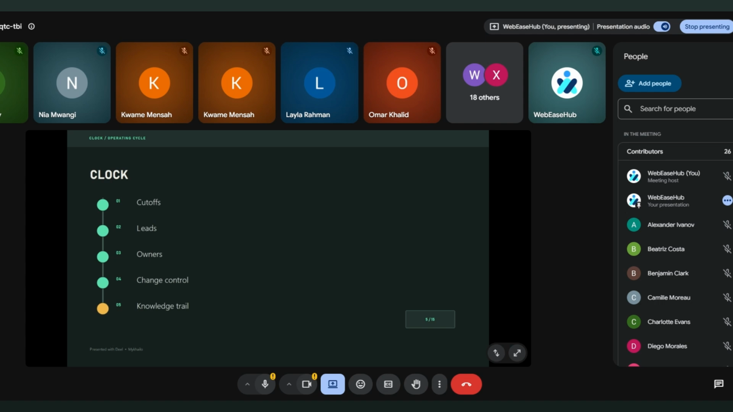And K is for knowledge trail. A knowledge trail is the durable record of what was requested, decided, changed, communicated, and learned. This is what allows a team to answer questions quickly, onboard new operators, improve future cycles, and avoid rediscovering the same issue repeatedly. Together, CLOCK changes the calendar from a passive list of dates into an active control surface.